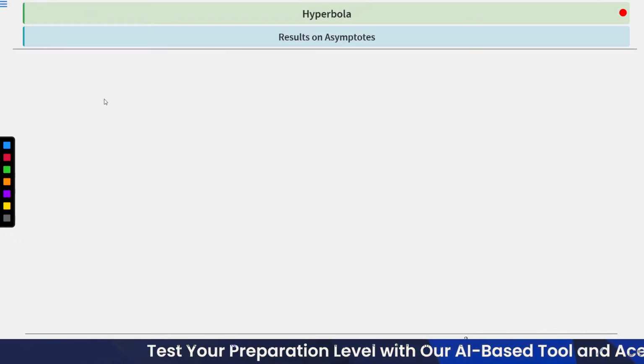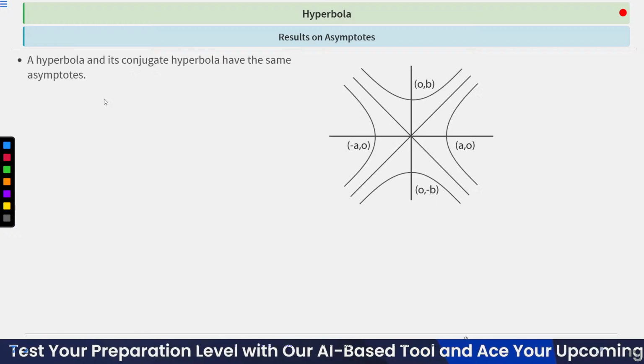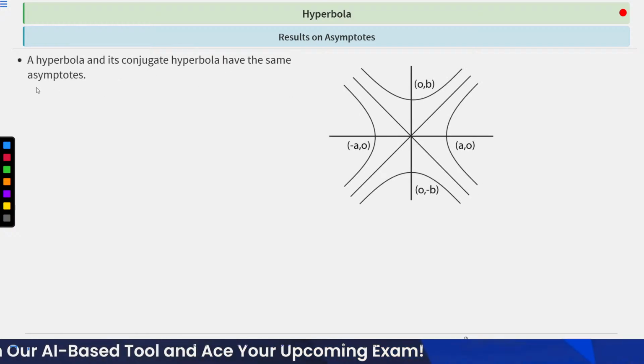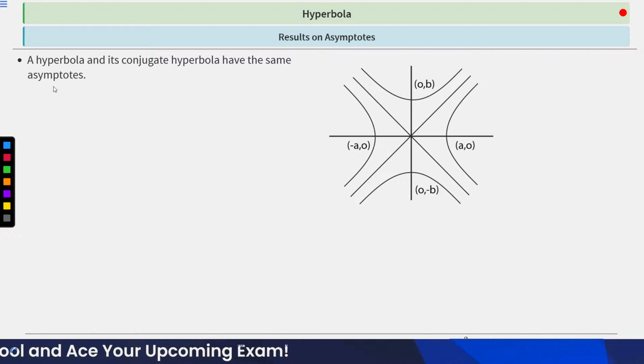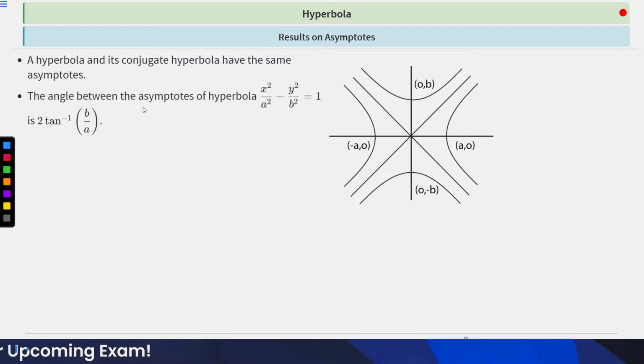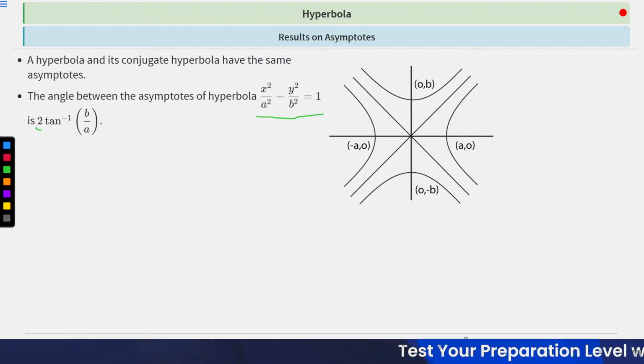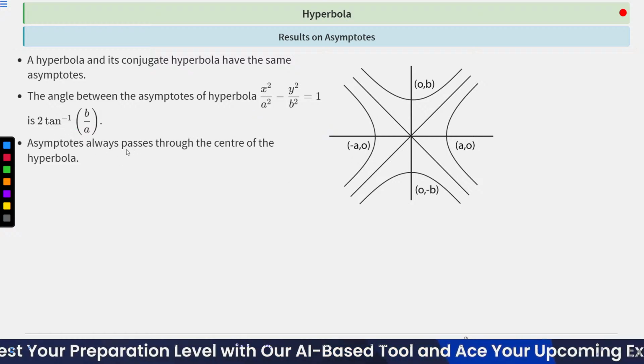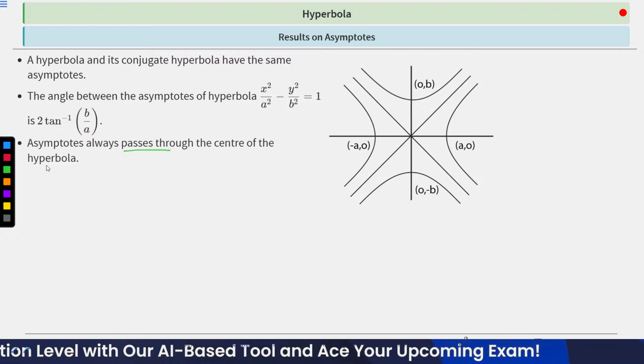Now results on asymptotes. A hyperbola and its conjugate hyperbola have the same asymptotes. The angle between the asymptotes of the hyperbola x squared by a squared minus y squared by b squared equals 1 is 2 times tan inverse b by a. Asymptotes always pass through the center of the hyperbola.